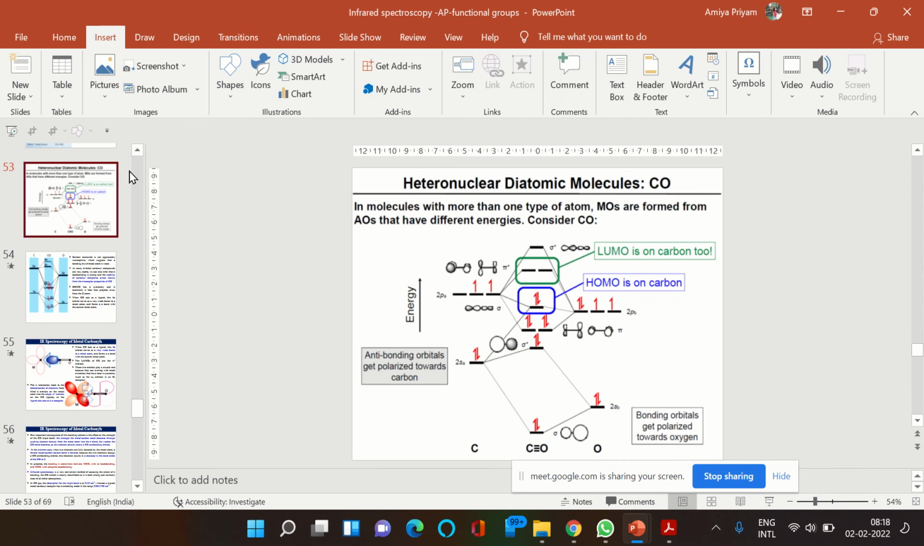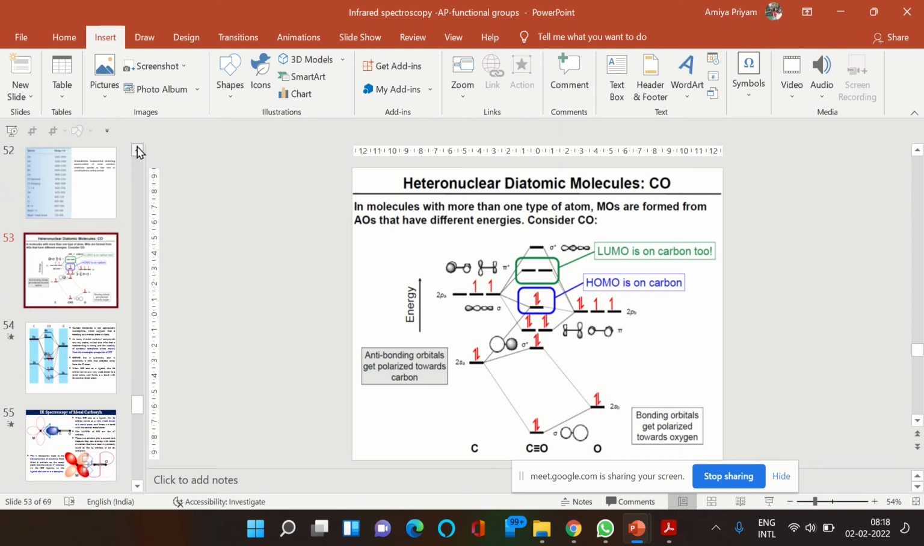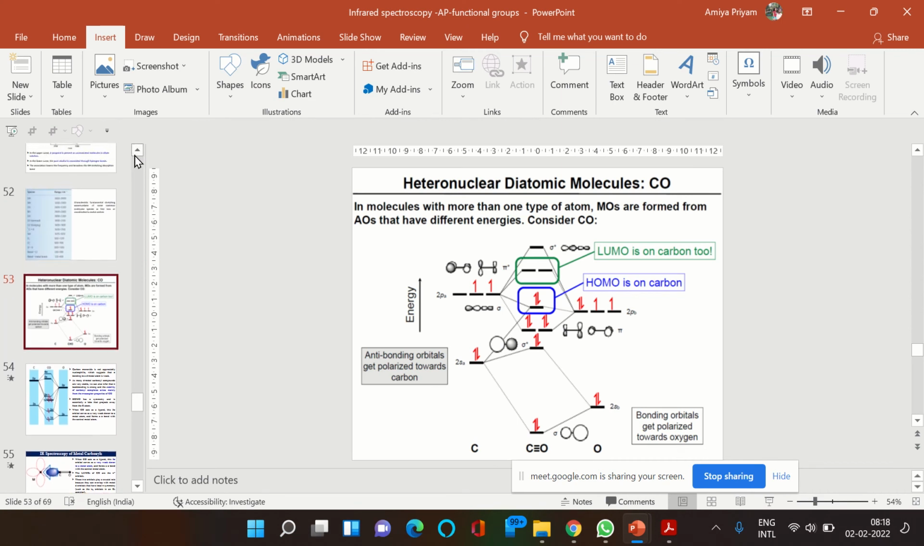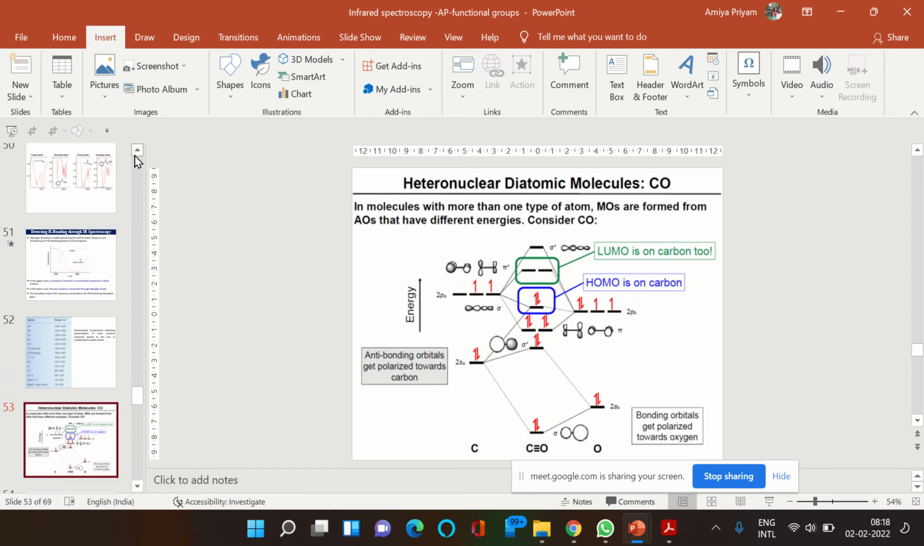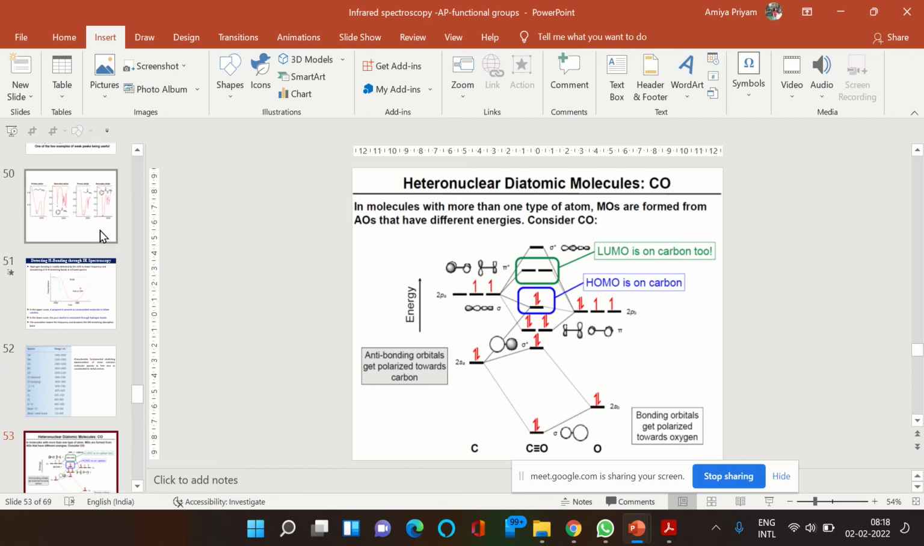So in the last class, I told you, there has been some gap, but I told you a few things: how we apply these concepts of what you have learned about IR and Raman. You applied them in understanding the molecules.